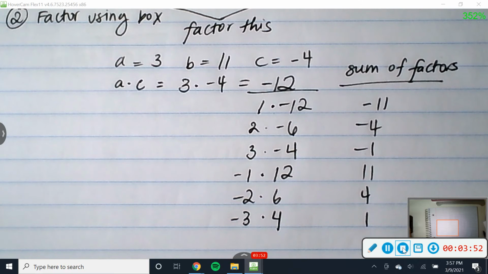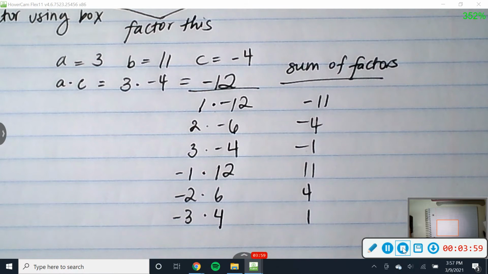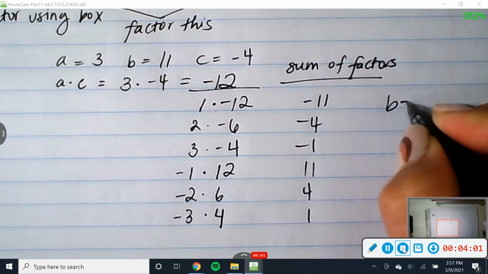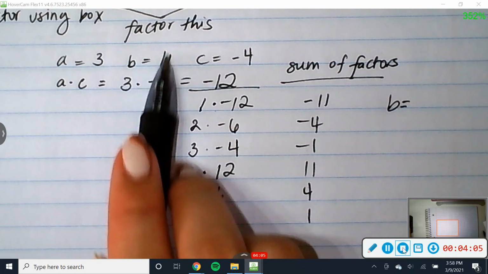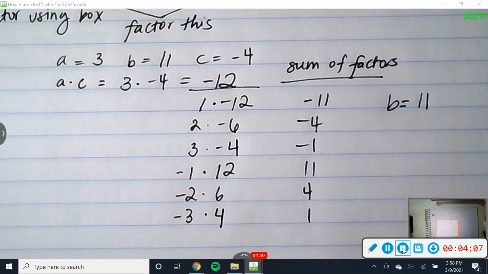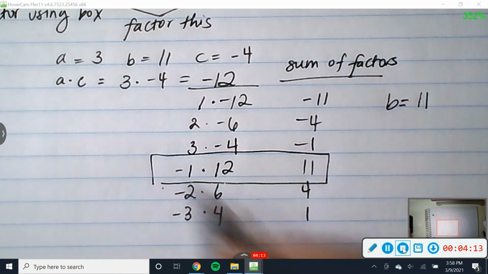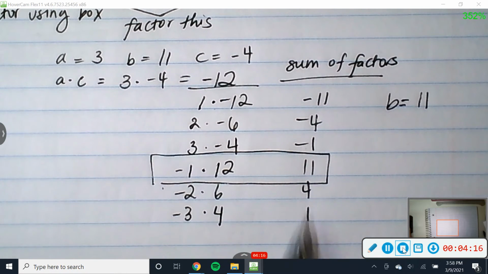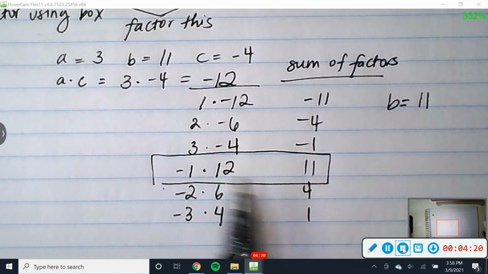Now that I have the sum of my factors, remember we need to choose the correct factor pair. In order to do that, we want to look for which one matches our B value. So go back here, look at our B value. It was positive 11. So I'm looking for a B value that matches 11. I see it right here. This is our factor pair. This matches the B value that we're looking for. So we want to use negative 1 and 12.